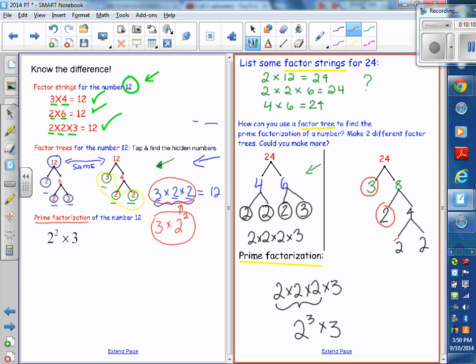And now the bottom of our tree, even though it's more lopsided, it's all primes, and if you look, you see the exact same numbers, 2 times 2 times 2 times 3. So the prime factorization, which is also the longest factor string, can be found using a factor tree.